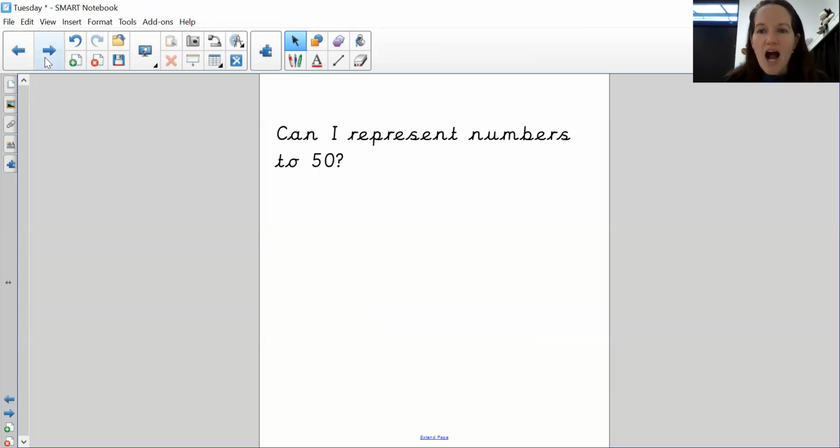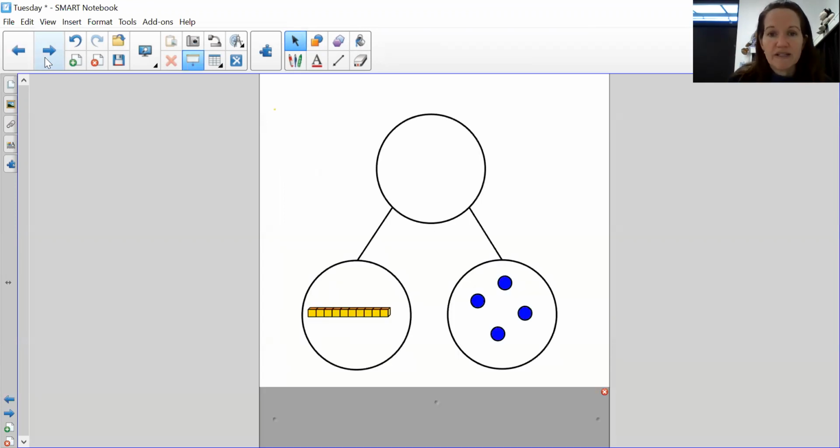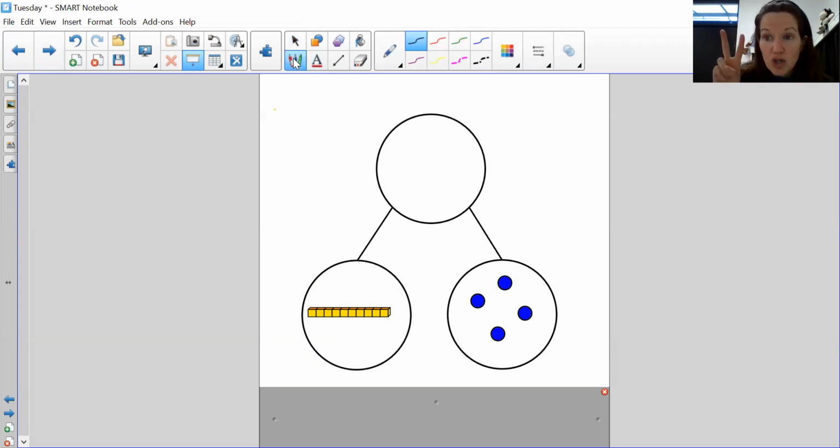Now, our objective today is, can I represent numbers to 50? So we are looking at making numbers to 50. So what do I have here? I have my part whole model. And in my part whole model, I've got tens frame here, a 10 stick, and some ones. So I'm going to use my two different colors to write my answer. Because I've got yellow for my 10 stick and blue for my ones, I'm going to use yellow and blue.